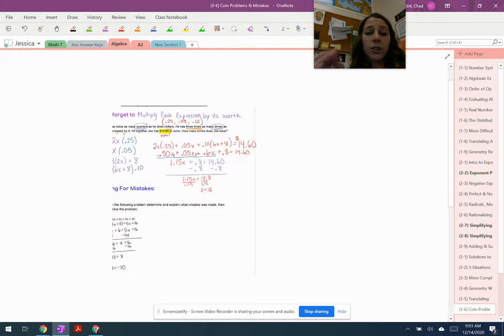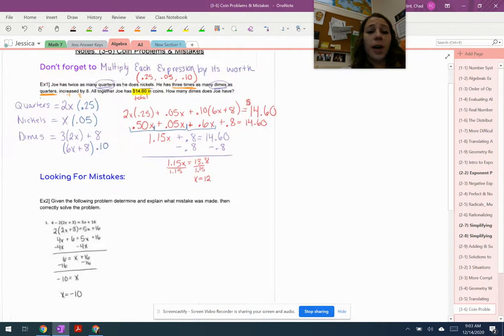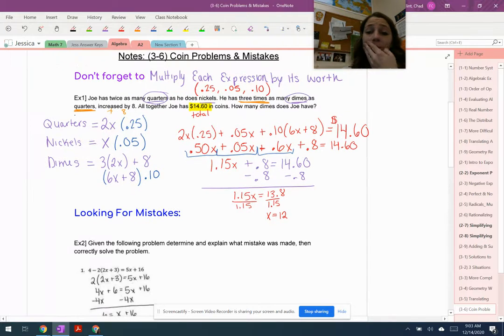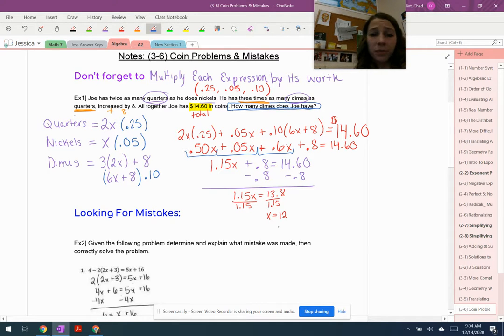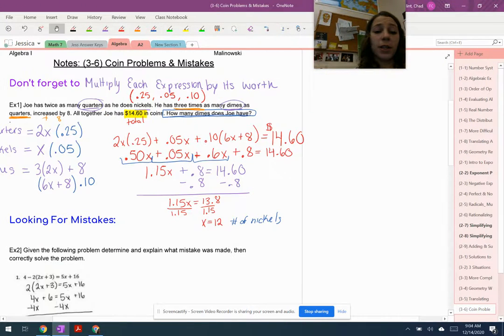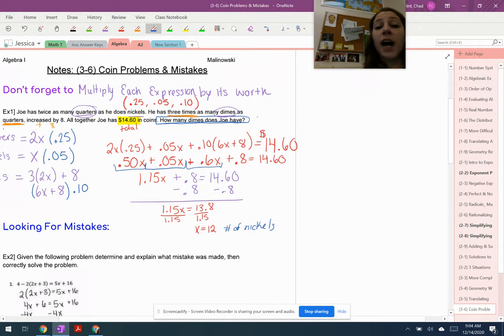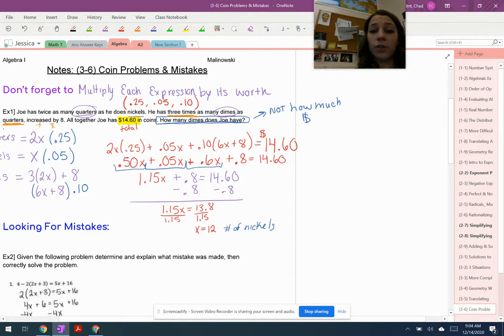However, like most equations that we've been working on, it's important that we go back and make sure that we've answered the question here. The question was asking me, how many dimes does Joe have? x is the number of nickels. So there's 12 nickels. But we wanted dimes. So to find the number of dimes, I need to use that expression. And now keep in mind, it says how many, not how much money. So it's important to distinguish that.